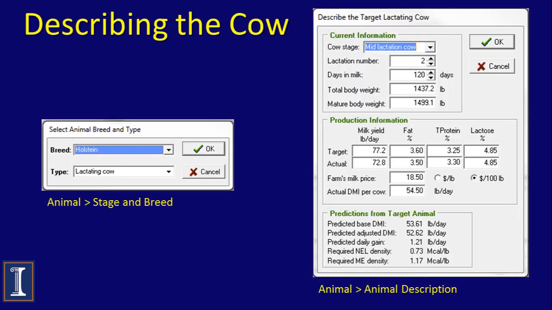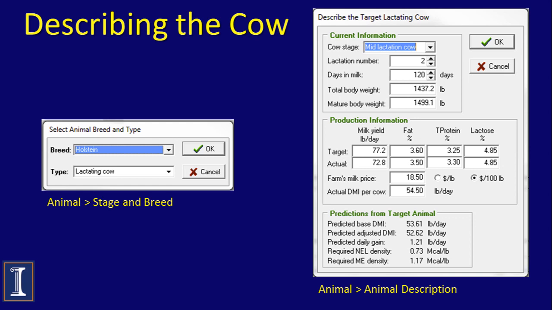Let's begin the demonstration looking at some of the different screens. The first one will be describing the cow. You'll see on the right side you have all these choices: mid-lactation, early lactation. You use that arrow and it'll scroll up and down depending on what stage of lactation you want to be in. Lactation number is straightforward: first, second, third, whichever you wish.